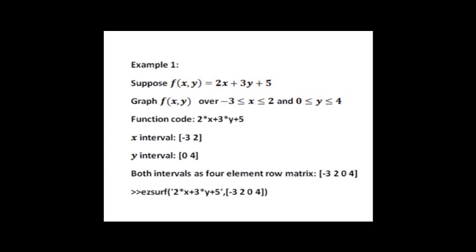In an earlier clip we mentioned that there are two codes, scalar and vector. Here it is vector code, not the scalar one, and there is no dot star or dot division. So the functional code is 2 asterisk x plus 3 asterisk y plus 5. Now x interval as a 2 element row matrix, minus 3 2, y interval as a 2 element row matrix, 0 4. So both intervals as a 4 element row matrix, minus 3 2 0 4.